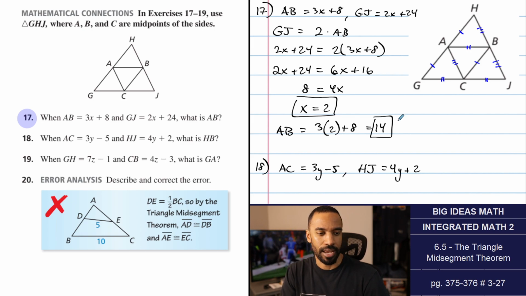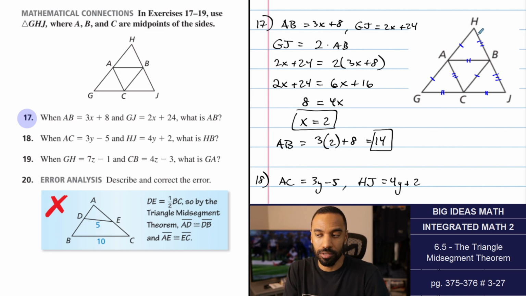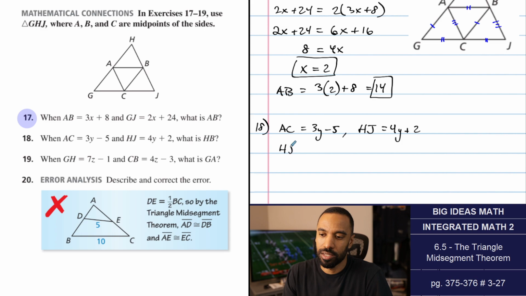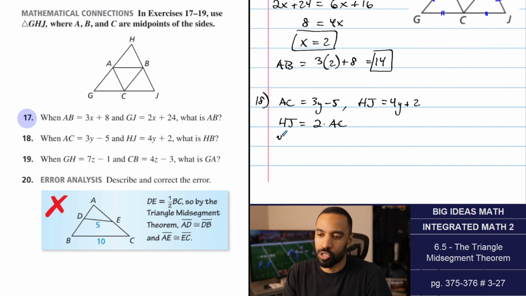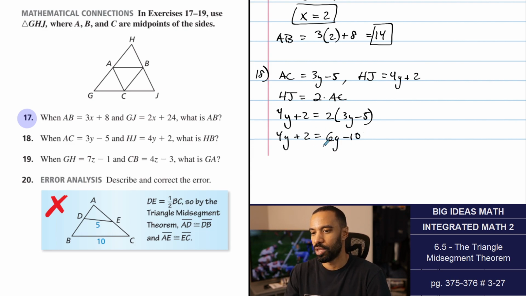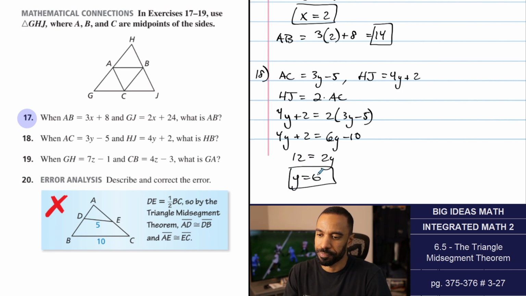We have to find the length of HB. So HJ is the entire side right here, and AC would be half that length, or HJ is double that of AC, right? We said that before. So 4y plus 2 is 2 times 3y minus 5. Let's go. 4y plus 2 equals 6y minus 10. If you distribute, subtract 4y, add 10, and divide by 2, you get y is 6.